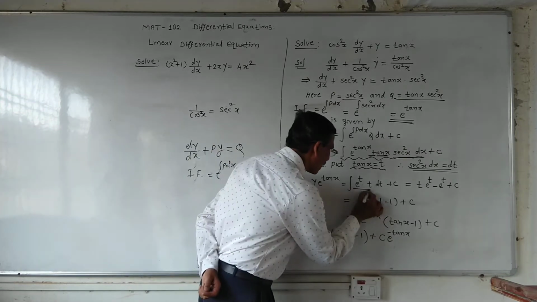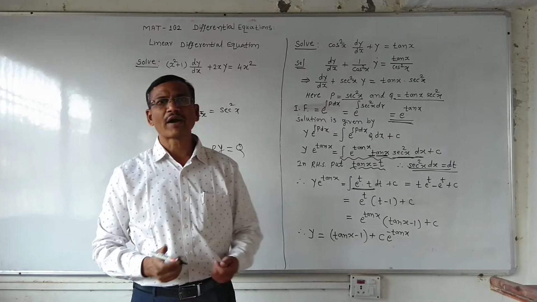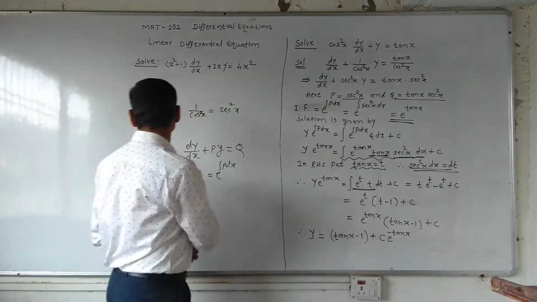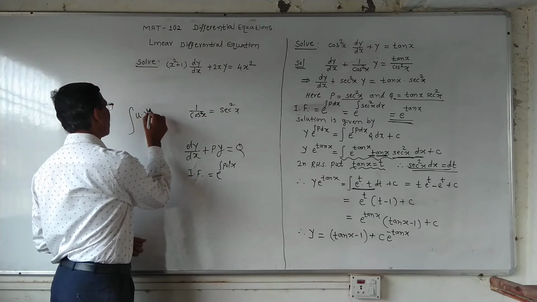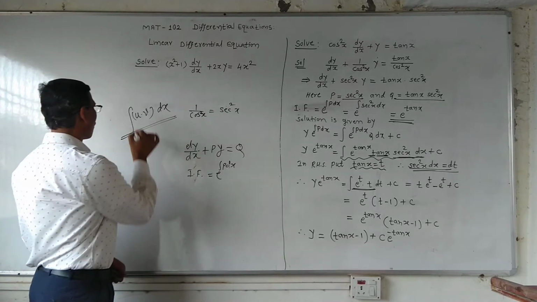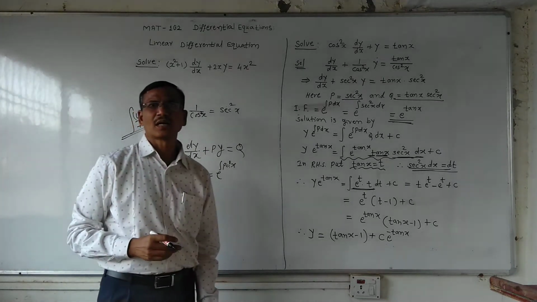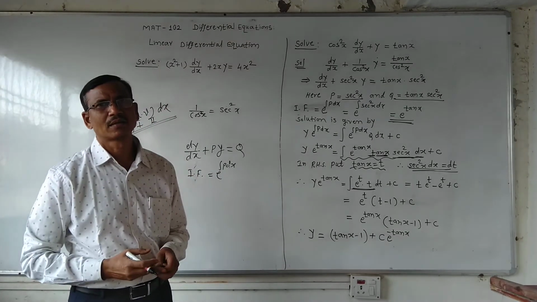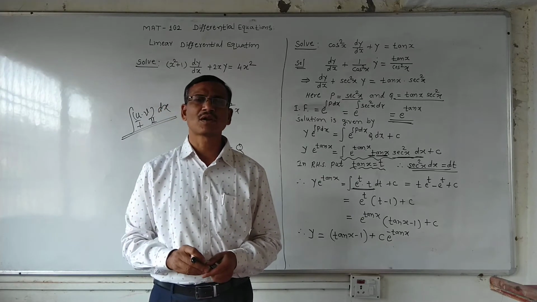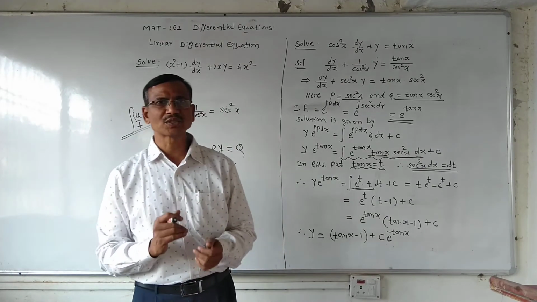Now this is a product of two functions, t and e raised to t. What is the formula to obtain the integral of a product of two functions? That is, integration of u into v dx. If you call this the first function and this the second function, the formula is first function into integration of second function minus integration of derivative of first function into integration of second function. This is the formula. But what is the method of selecting the first function and the second function?